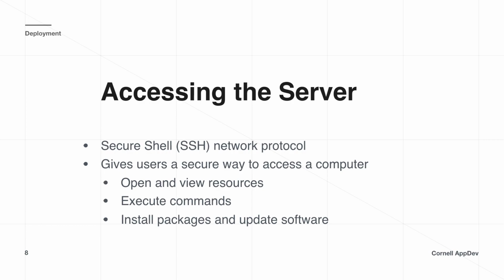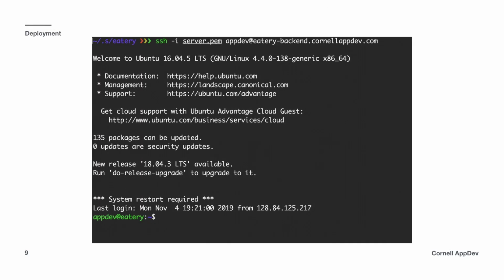And the way we do this is by pulling up a console from the server that we're running. So here's an example of what this could look like. This is a screenshot I took earlier of my console when I'm SSHing into the Eatery backend, for example.